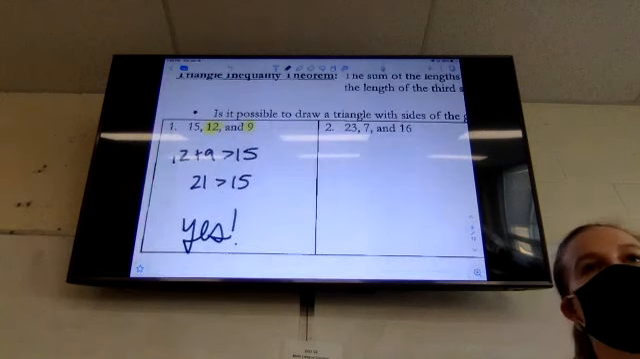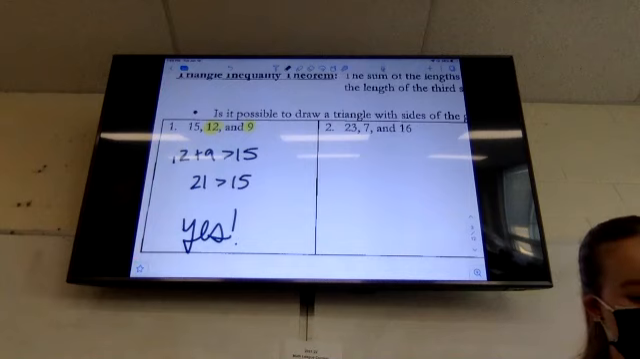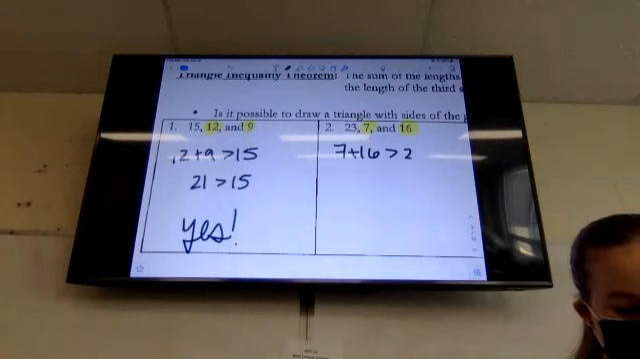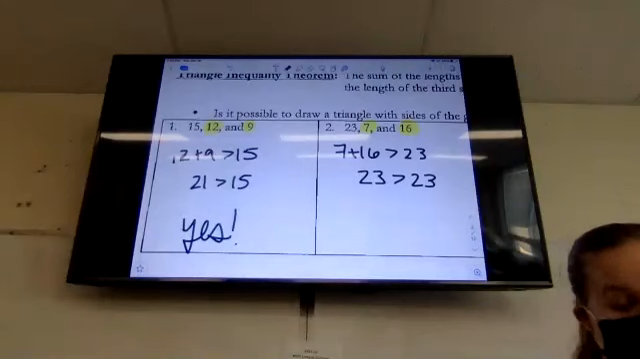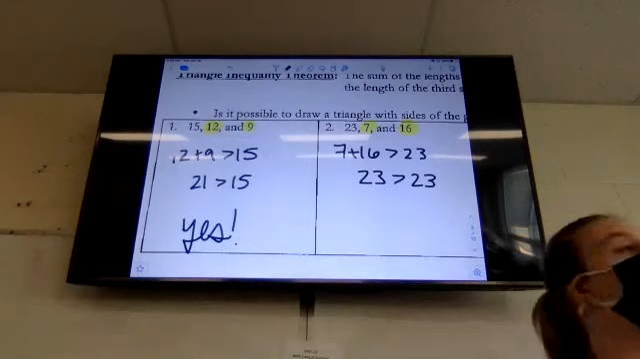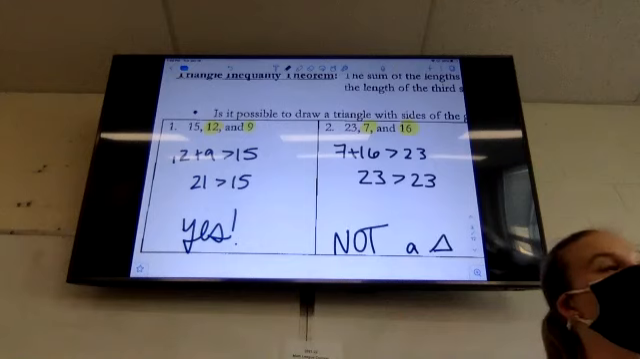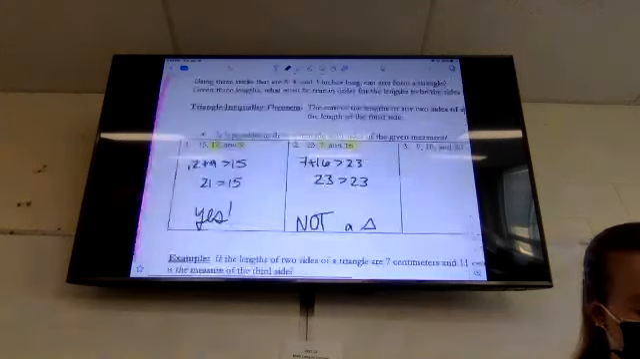What about the next one? What are the 2 smallest sides of the next triangle? 7 and 16. Let's do 7 plus 16. What does that equal? 23. Is 23 bigger than 23? No, it's the same, right? And I didn't say greater than or equal to. I said greater than. This is not greater than, so this is not a triangle. You cannot make a triangle with those 3 lengths.